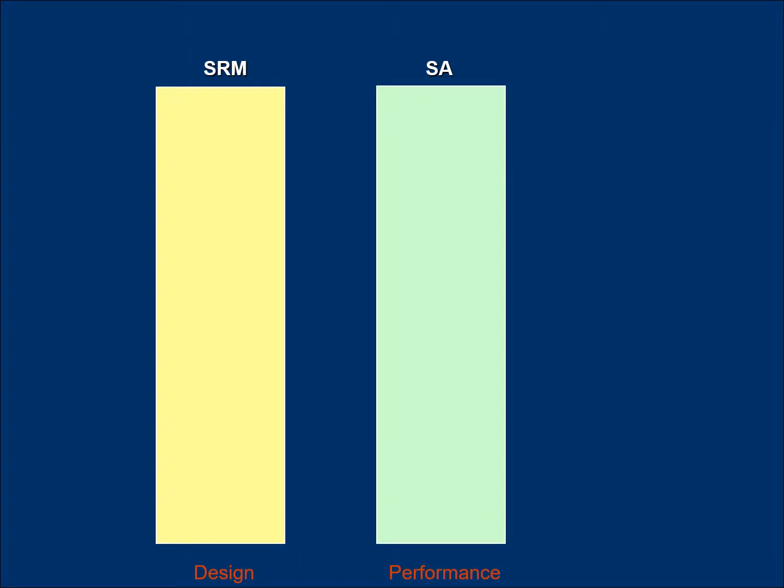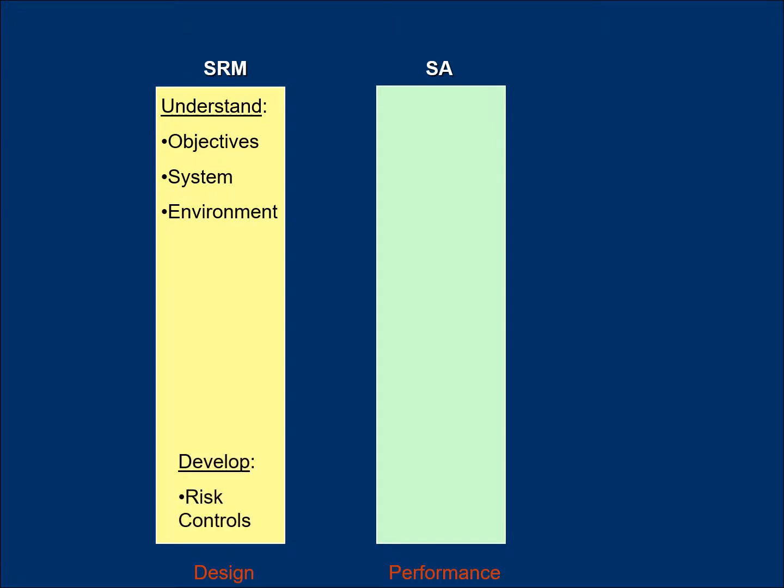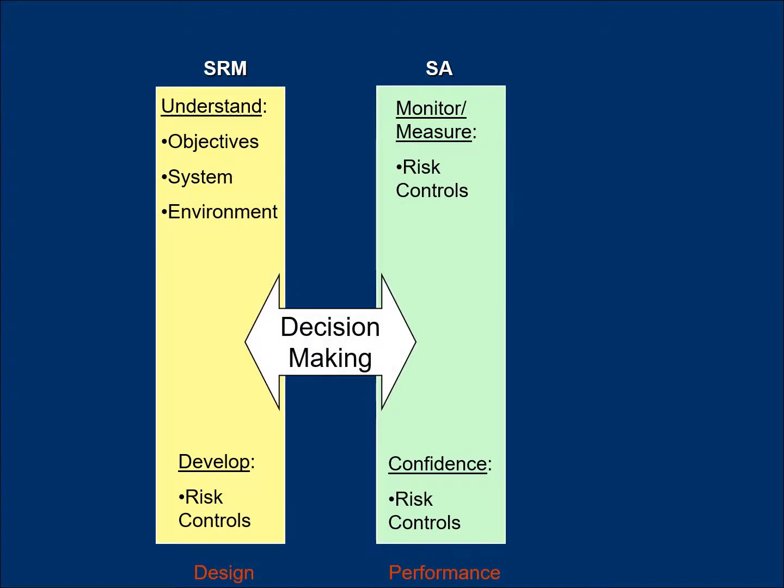As a recap, the SRM process is essentially a design process where you understand the objectives, system, and environment of the operation in enough detail to identify the hazards and develop risk controls. The safety assurance process is a performance assurance process that monitors and measures risk controls to assure or gain confidence in the system's ability to maintain risk controls and ensure continuing operational safety. Together, SRM and SA are tools to be used in decision-making to manage risk, a safety management system.